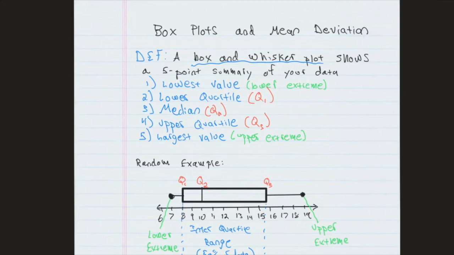Now, a box and whisker plot is also called a 5-point summary of the data, because it's defined with 5 points, as you'll see in the example. The 5 points that it shows are, first, the lowest value, which is also called the lower extreme. That's like when you're finding the range, you take the lowest number. The second point is the lower quartile, or Q1, from the first part of the unit. The third one is the median, that's Q2. The fourth is the upper quartile, which is Q3. And the fifth and final one is the largest value, which is also called the upper extreme.